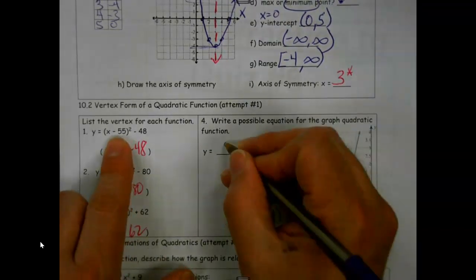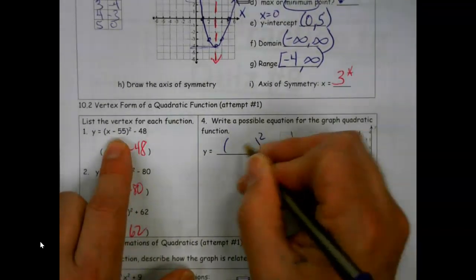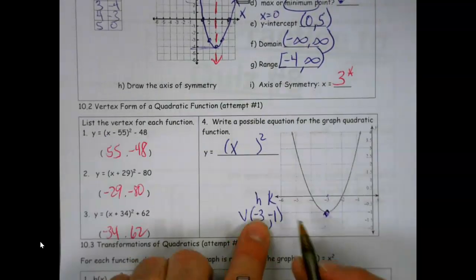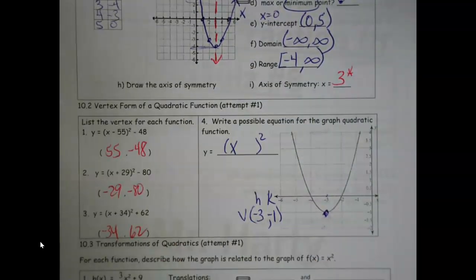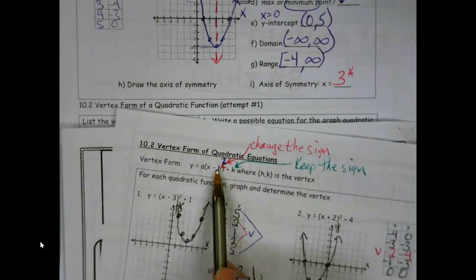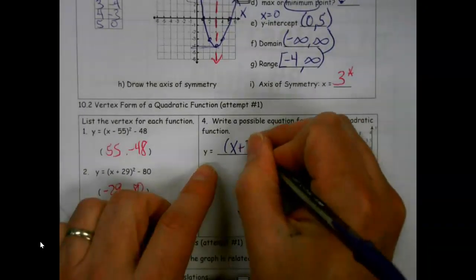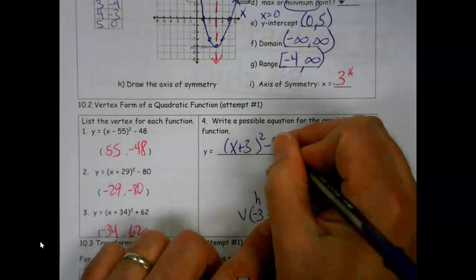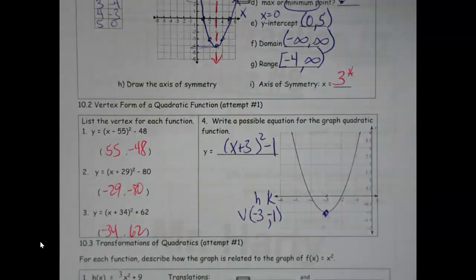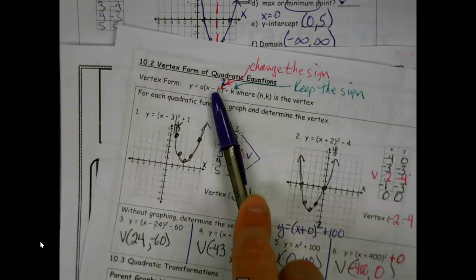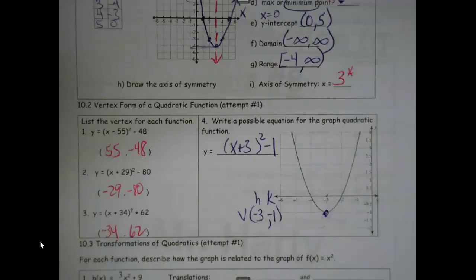If I'm looking at this, X opposite of H, plus K. That's it. You're like, really? Yeah. Plug in the H and K. You've got the form and what to do. It's right there. Okay. Let's keep rolling.